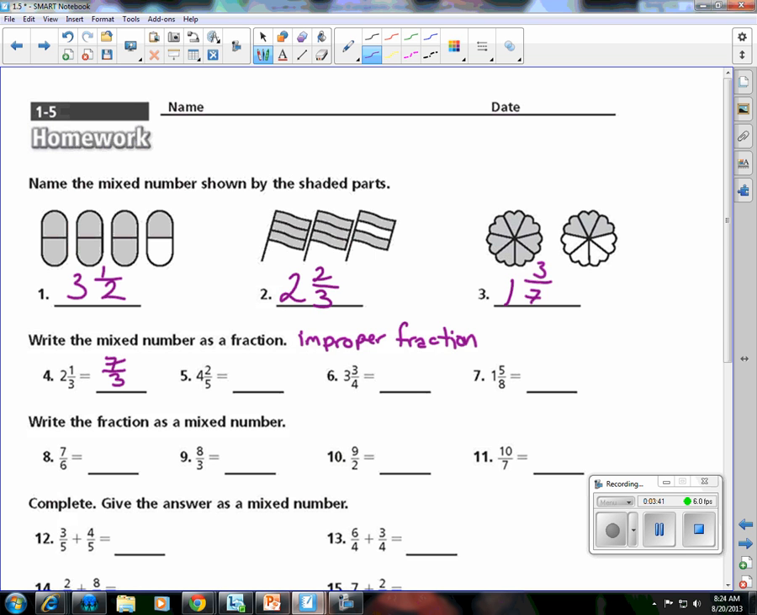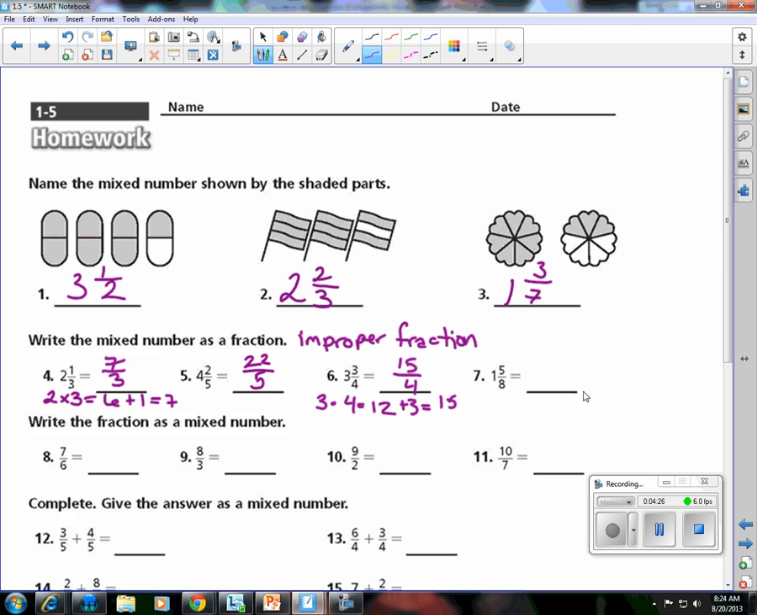Okay, I'm going to go over that again, what I did here. I took 2, the whole number, and I multiplied it by my denominator. So 2 times 3 is 6. And then I added in my numerator, plus 1 equals 7. And then I put that all back over my same denominator. Okay, let's try it again. 4 times 5 is 20, plus 2 is 22. So it's 22/5. Okay, 3 times 4 is 12, plus 3 more is 15, so I have 15/4.